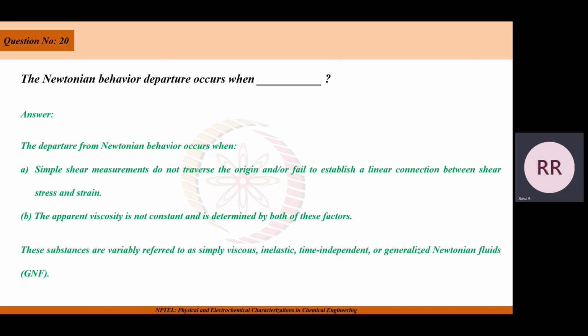The answer to this question is: the departure from Newtonian behavior occurs when a simple shear measurement does not traverse the origin or fails to establish a linear connection between the shear stress and strain. The second is that the apparent viscosity is not constant. The substances are variably referred to as viscous, inelastic, time-independent, generalized Newtonian fluids. So when the shear measurements do not traverse the origin, or fail to establish a linear connection between shear stress and shear strain, we can say the material departs from Newtonian behavior. So yeah, this is the answer.